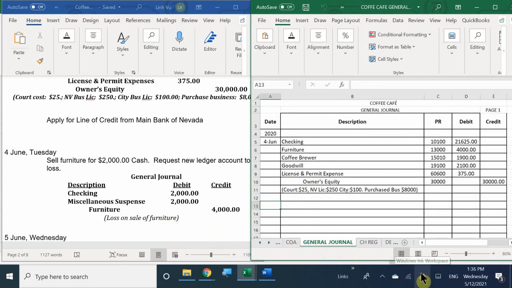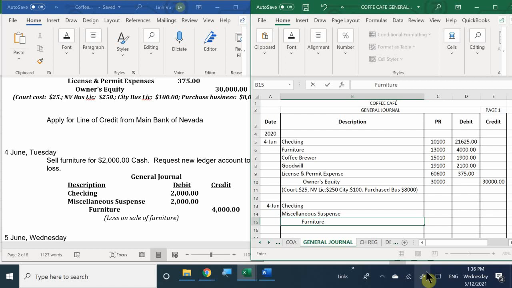We're going to recognize the date, June 4th. We're going to recognize that we received cash, which in this case is checking. We're going to recognize that we have a loss. I cannot type today. Miscellaneous suspense. And last but not least, we're getting rid of our furniture, so therefore we no longer have that furniture anymore.